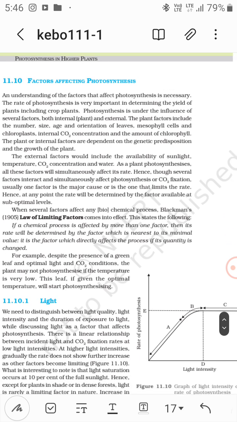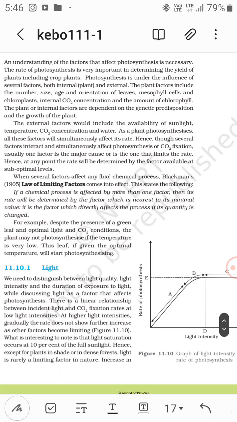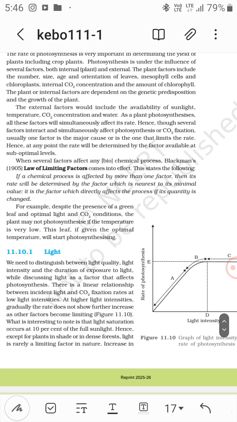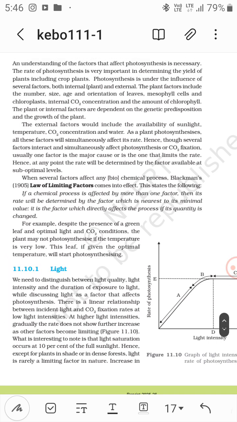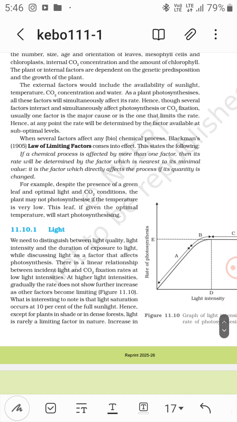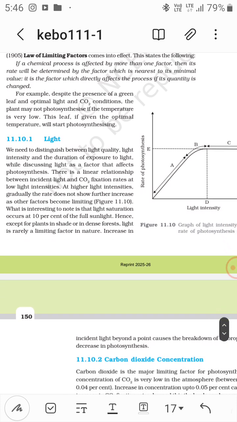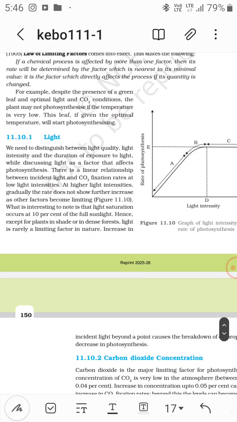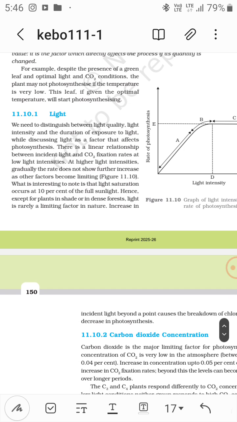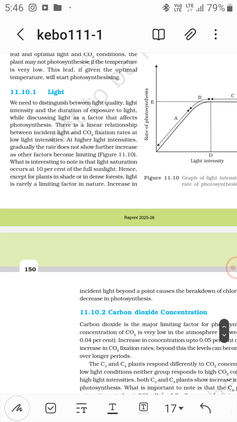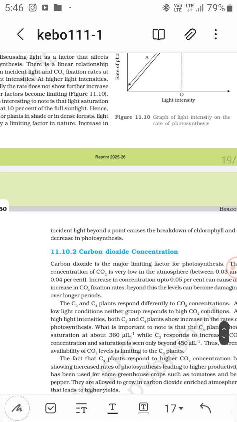The factors affecting photosynthesis are given by Blackman's law of limiting factors. As a plant photosynthesizes, all these factors will simultaneously affect its rate. The first one is light. What is interesting to note is that light saturation occurs at 10% of the full sunlight. Hence, except for plants in shade or in dense forest, light is rarely a limiting factor in nature.